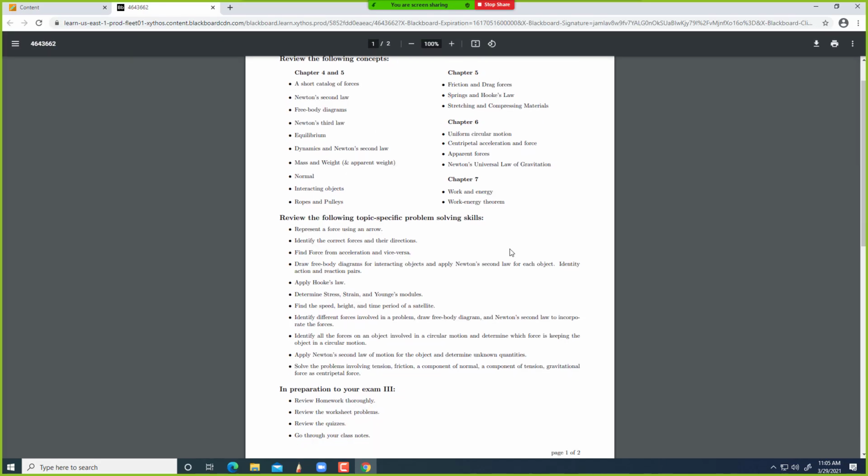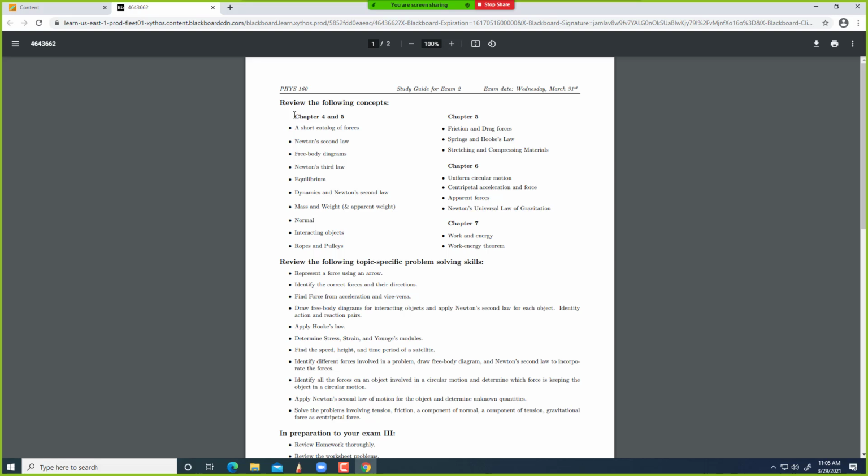So that's the study guide. It will cover chapters 4 to 7. It includes different types of forces, circular motion, and then work and energy, which we'll be talking about today in this class.